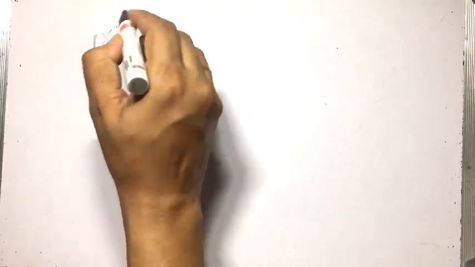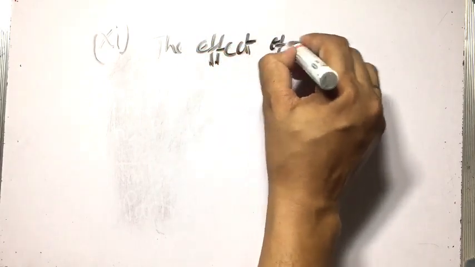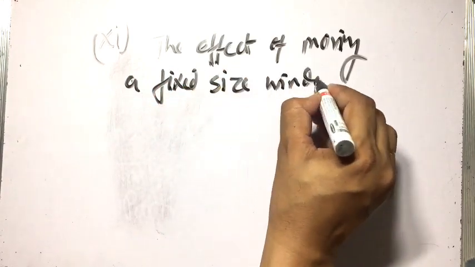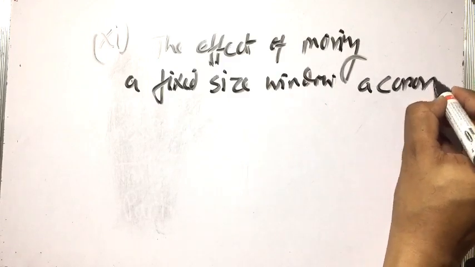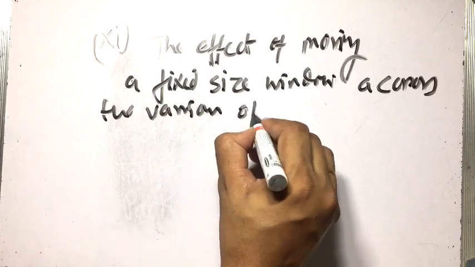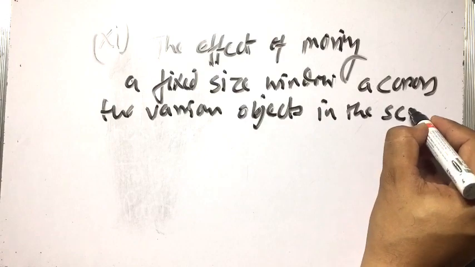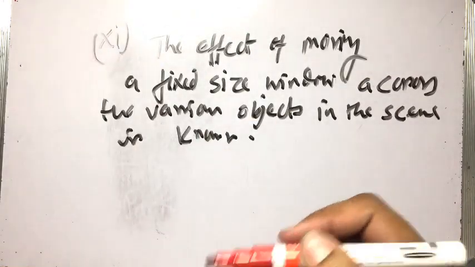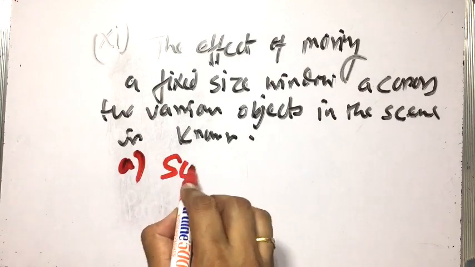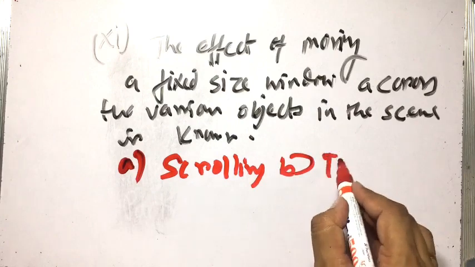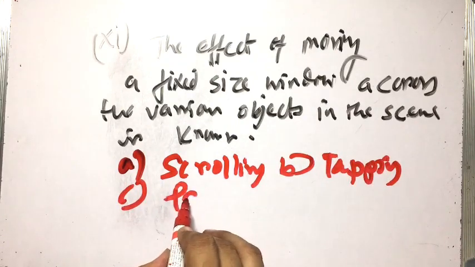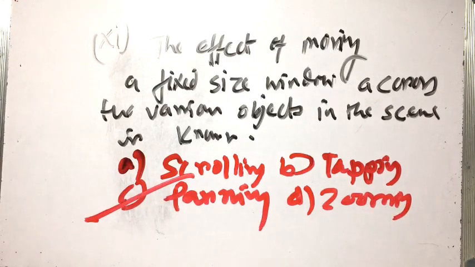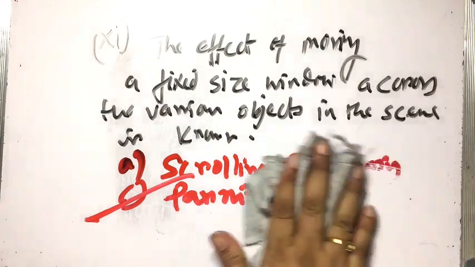In question number 11, the effect of moving a fixed size window across the various objects in the scene is known as: option A, strolling, option B, tapping, option C, panning. Yes, the answer is panning. This is a photographic technique. Option D, zooming. The answer is panning. It is the effect of moving a fixed size window across the various objects in the scene.